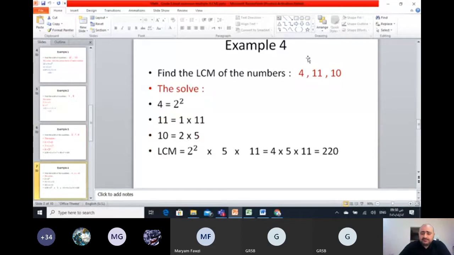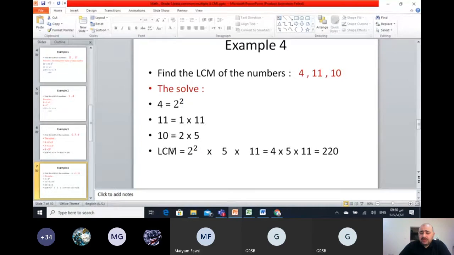Example 4. Find the LCM of these numbers: 4, 11 and 10. So the first step, take 4 and write its prime factors. 4 equals 2 exponent 2. And 11 is prime, I can write 1 times 11. And 10 equals 2 times 5.